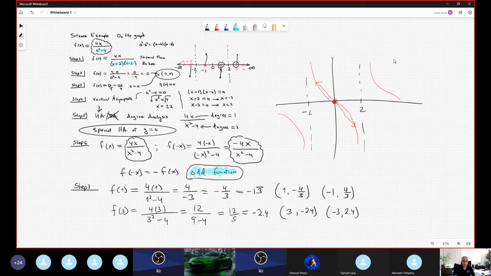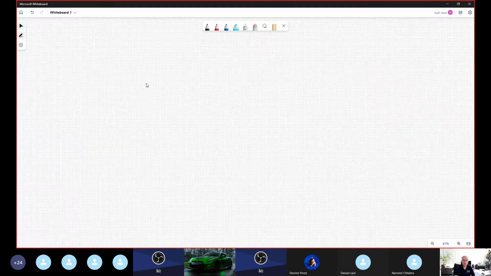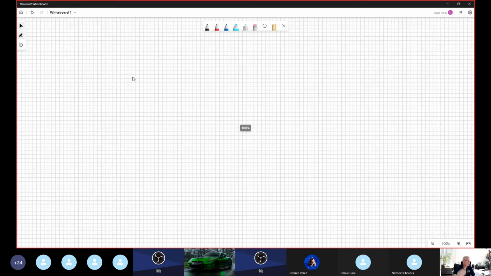Okay, let's move on to example 2. A strong example that includes everything. It includes factorization, x-intercept, y-intercept, vertical asymptote, horizontal asymptote, and when you have a horizontal asymptote, you need to verify whether or not the graph crosses the horizontal, because sometimes it happens, sometimes not. And symmetry and additional points. Okay, let's do it.